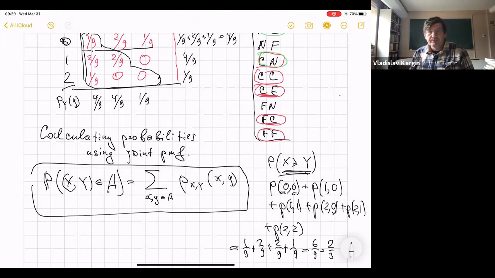All right, maybe it's time to stop here. We started this topic, and this is the fundamental concept: joint probability mass function and marginal probability mass function, and how to calculate the probability using the joint probability mass function. Next time we will talk about conditional PMF and also about conditional expectation. But let's stop here.